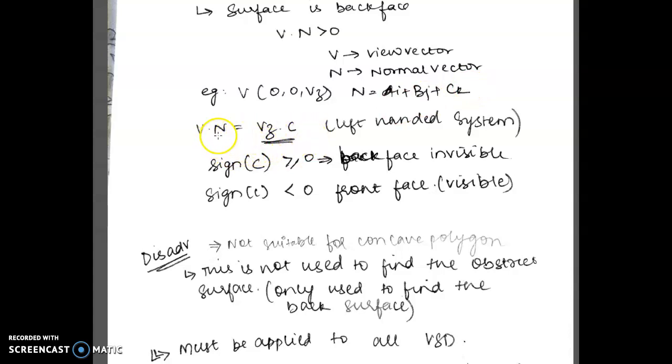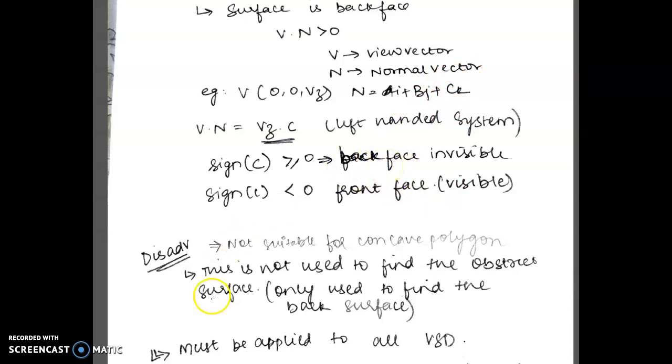So what we are doing is, if this dot product is greater than or equal to 0, that is, if it is positive, then it is an invisible surface or a back face. If this dot product is negative, that is less than 0, then it is a front face. Or else we can say, the sign of c. What it means is, with the normal vector itself we can say, if the normal vector's k value, that is the third coordinate, the z coordinate, is positive, then it is a back face. If it is negative, then it is a front face.